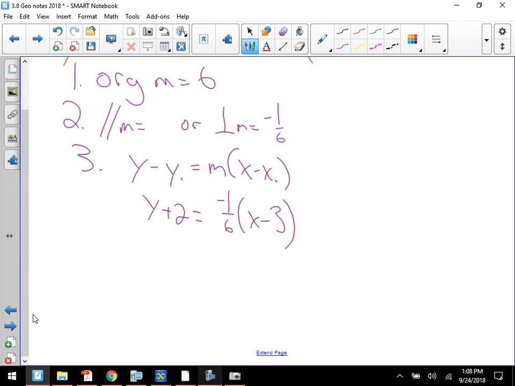Okay. That's why I put that second step in there. That's why you have to write out those steps. As we go through, that's why you put that second step in there, so that way you don't reread it. That's exactly the reason I put that there. Okay? Distribute in, you get y plus 2 is negative 1/6x plus 1/2.